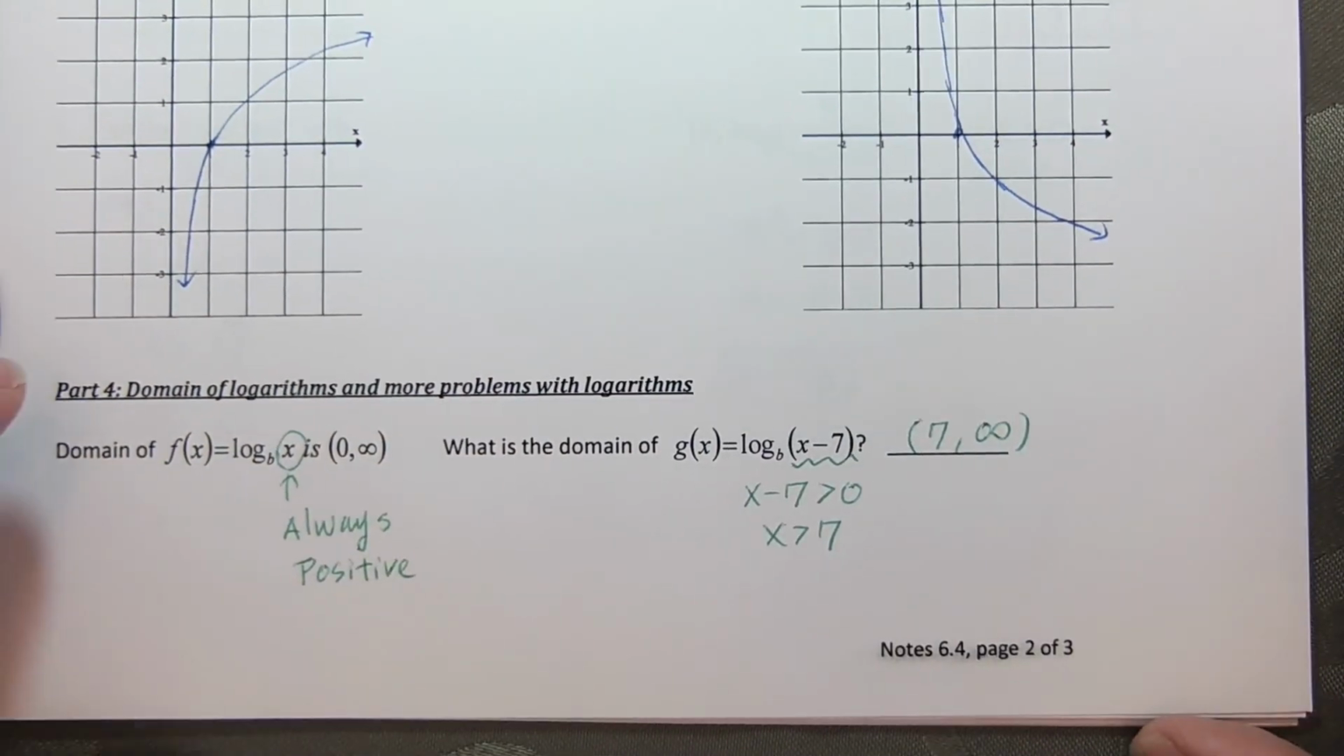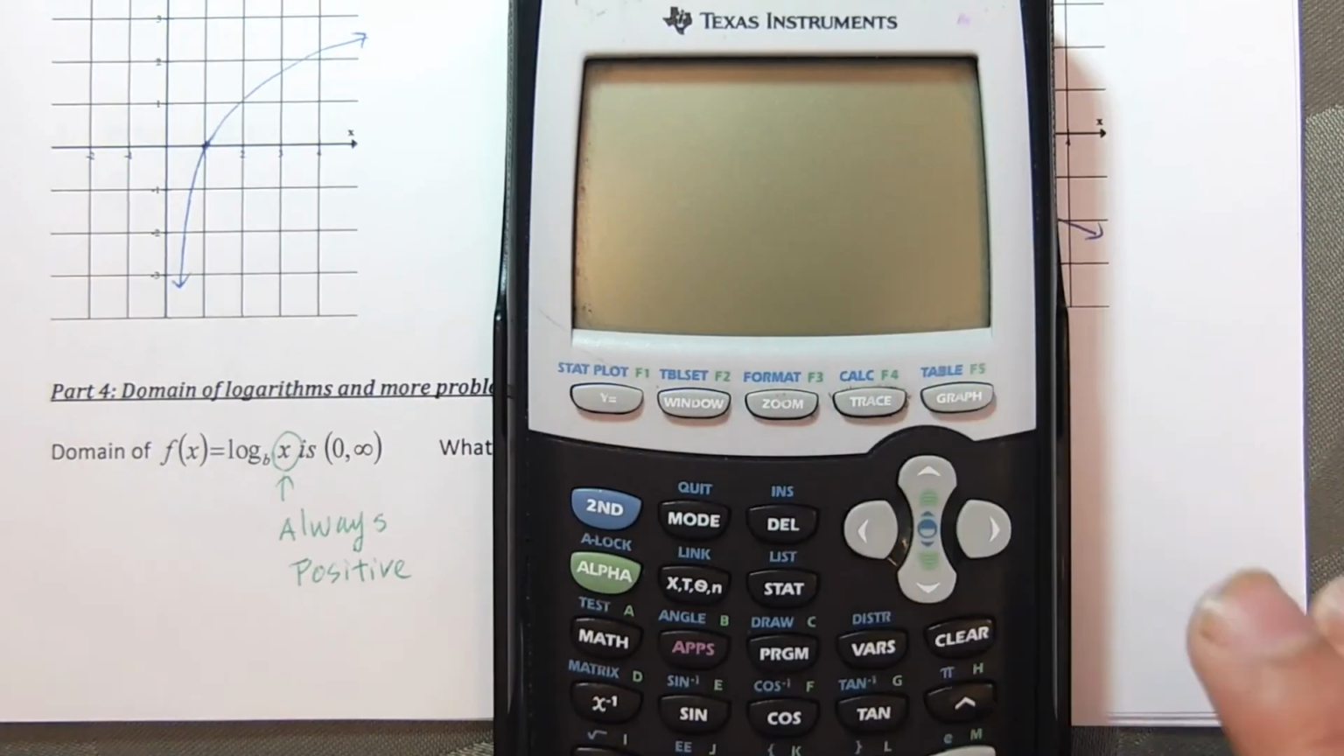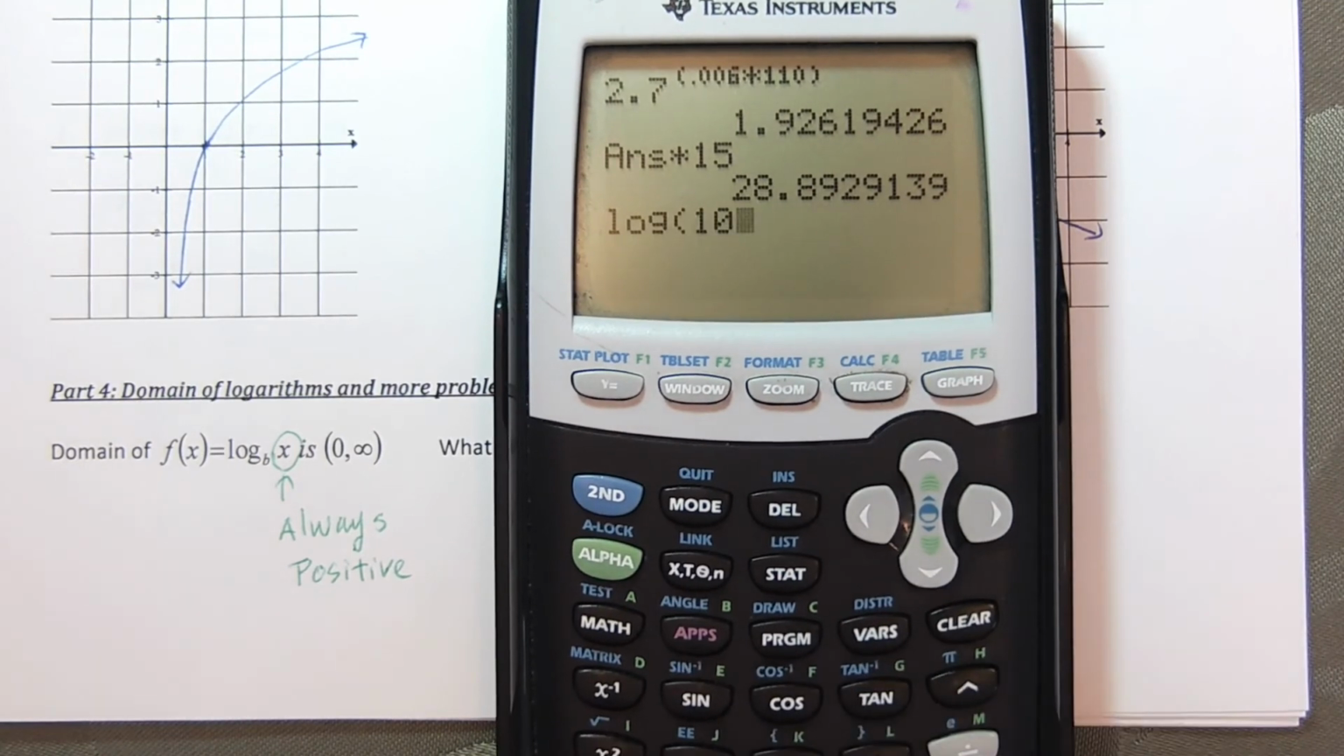So now we're going to talk domain. We can only take the log of a positive value. I'd like to show you in the calculator that if I take the common log of 10, I should get 1.